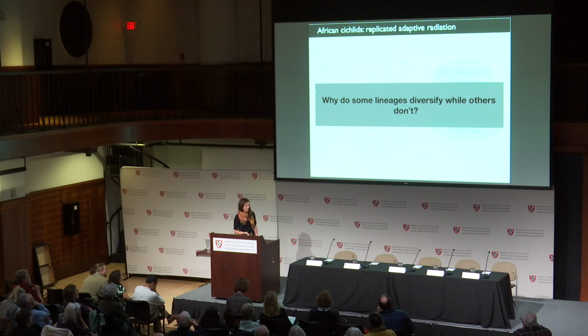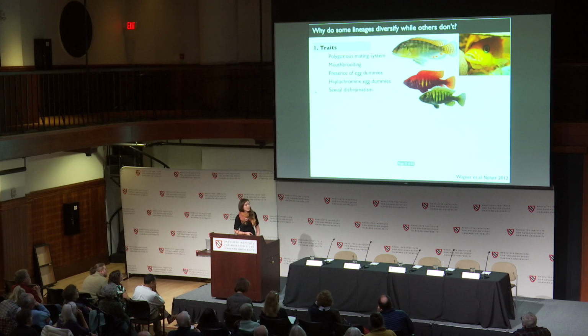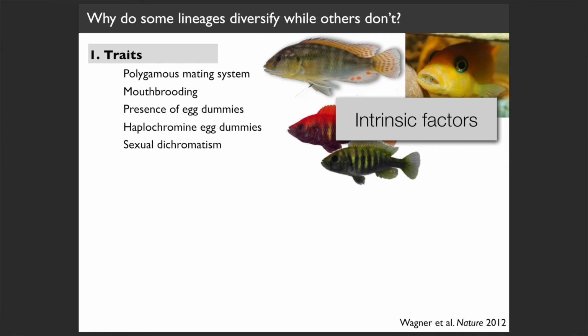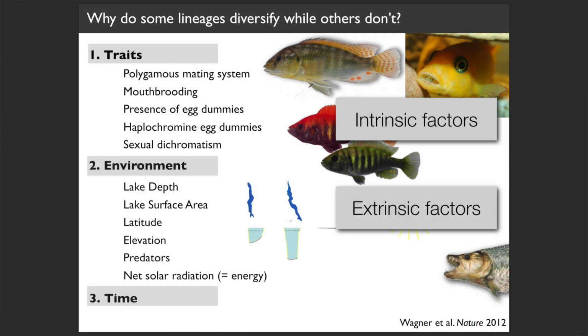So to address this question, we put together a data set including traits of these species that were hypothesized to influence speciation, the origin of new species within cichlids. So these are intrinsic factors related to the biology of the organisms. We also included a lot of potential predictors from the environment, aspects of the lakes themselves, the environment that these fish encounter when they colonize a lake. And so these are extrinsic factors.